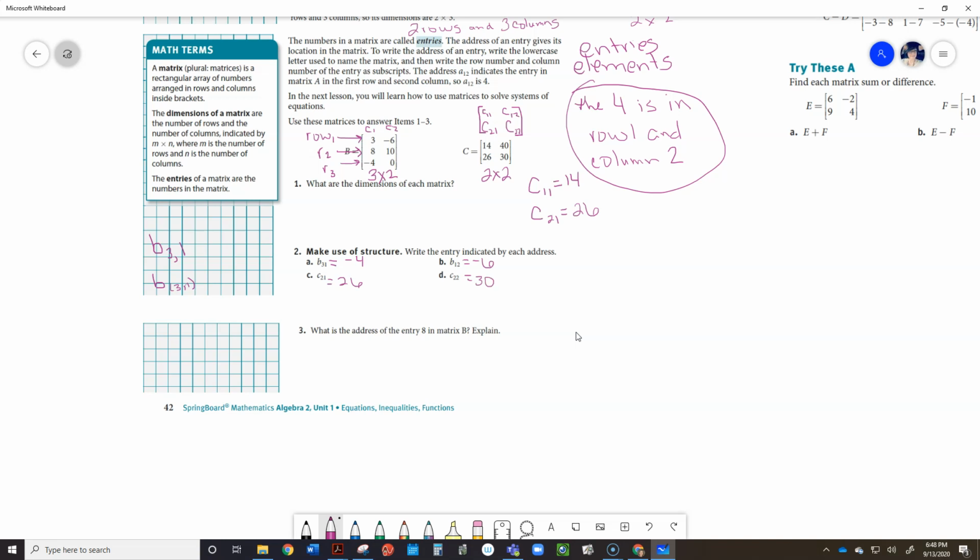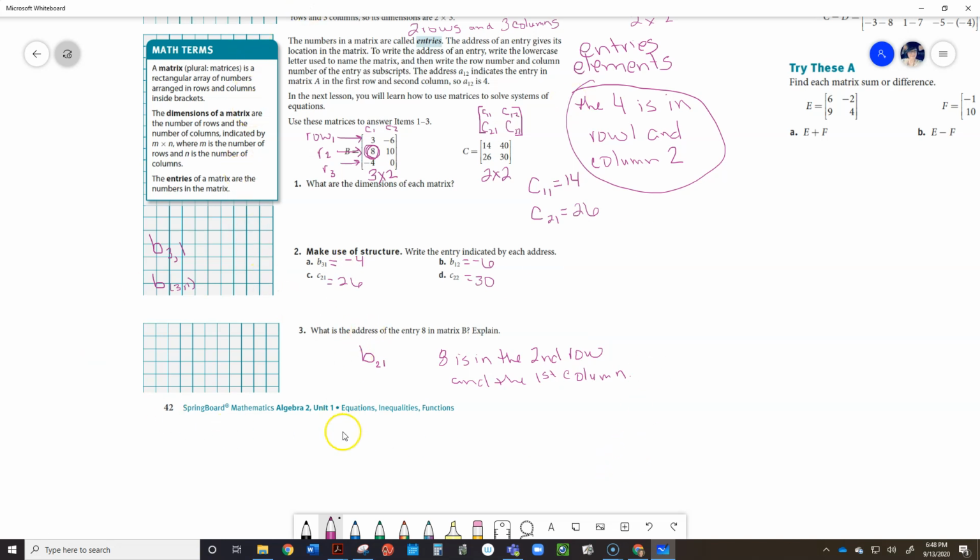What is the address of the entry 8 in matrix B? So they want us to go right here. What is the address? It would be lowercase b, second row, so we'd put a 2, first column, so we would put a 1. And I would explain by saying 8 is in the second row and the first column. Okay, that would be my explanation.